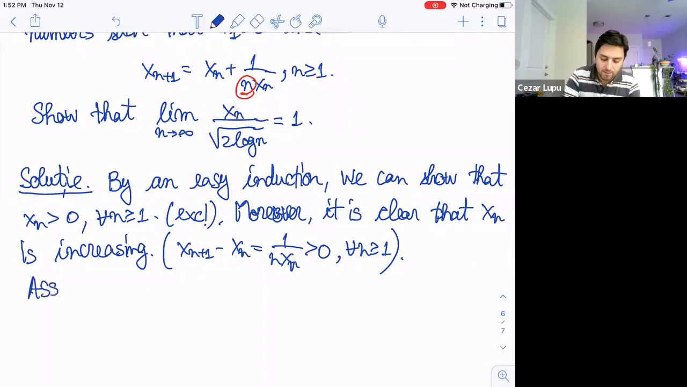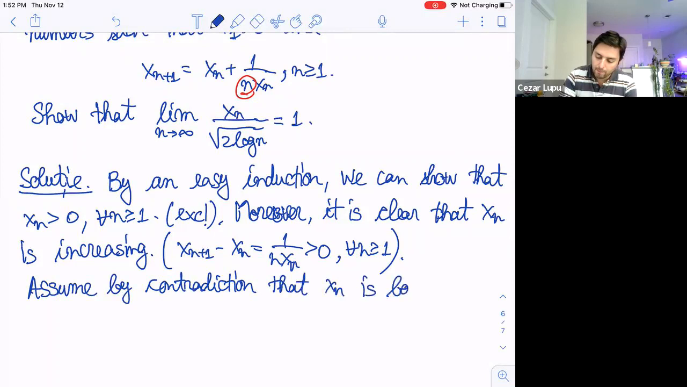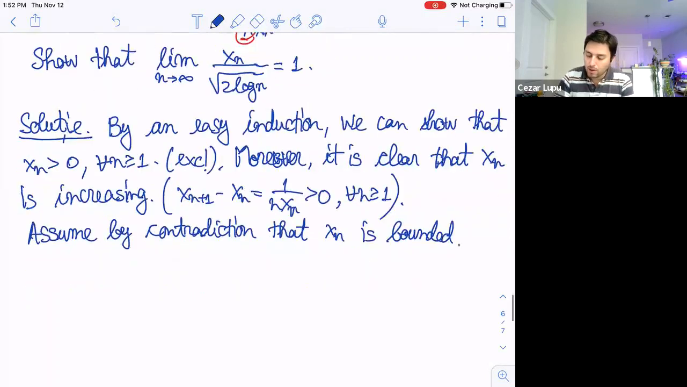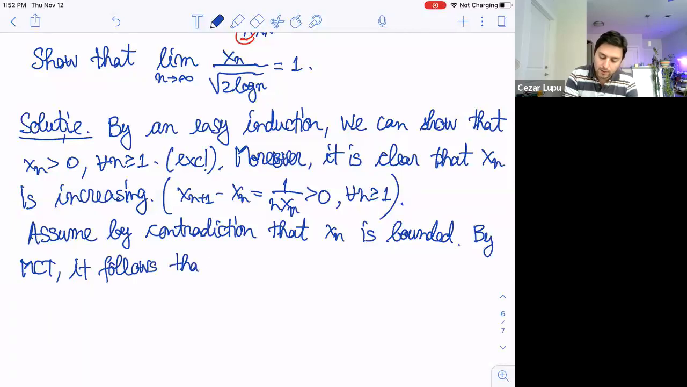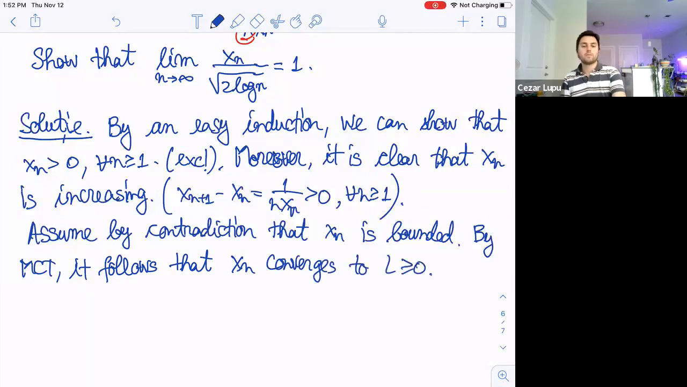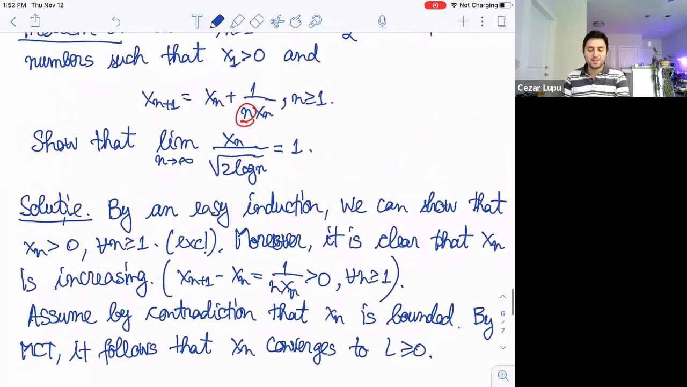So assume by contradiction that the sequence is bounded from above. So assume by contradiction that xn is bounded. Well, by the monotone convergence theorem, it follows that xn converges to L, to some positive number L. And now, like I said, if we pass to the limit in the recursion, we'll get L equals L.